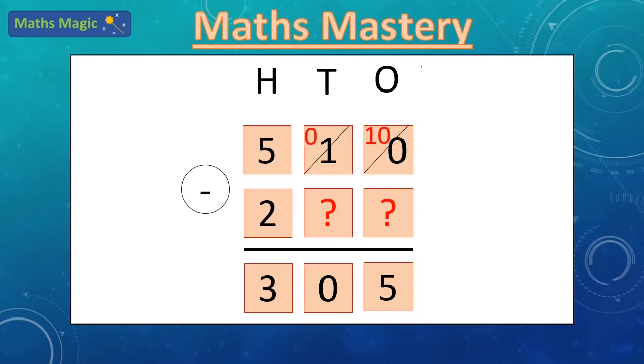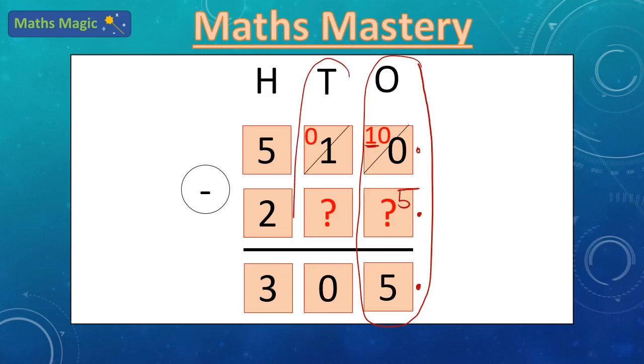Okay, let's take a look at our ones column first. So we can see that our 0, which was our first number, could not be subtracted by our unknown number here to make 5. So we've had to rename. So our number from here, we took our 1 from our tens here to make it 0 and carried it over to our ones column to make 10. So 10 subtract something equals 5. That means our missing number here is 5.